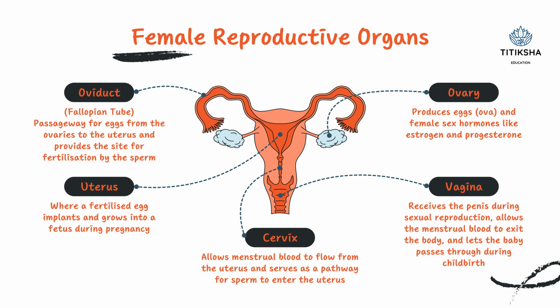during pregnancy. Cervix. Allows menstrual blood to flow from the uterus and serves as a pathway for sperm to enter the uterus. Vagina. Receives the penis during sexual reproduction, allows the menstrual blood to exit the body, and lets the baby pass through during childbirth.